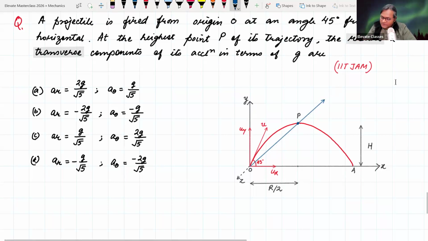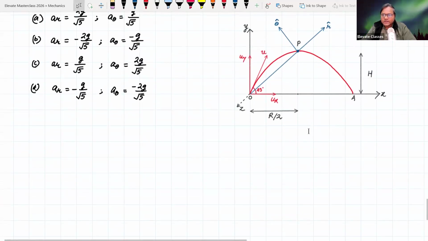Transverse direction kya hoga? Transverse direction will be perpendicular to this radial direction. Nothing else. So this is the radial direction and this is the transverse direction. We are interested in finding out the acceleration components in the radial and the transverse direction. So first of all, we have drawn the diagram. We know what is the radial direction and what is the transverse direction.